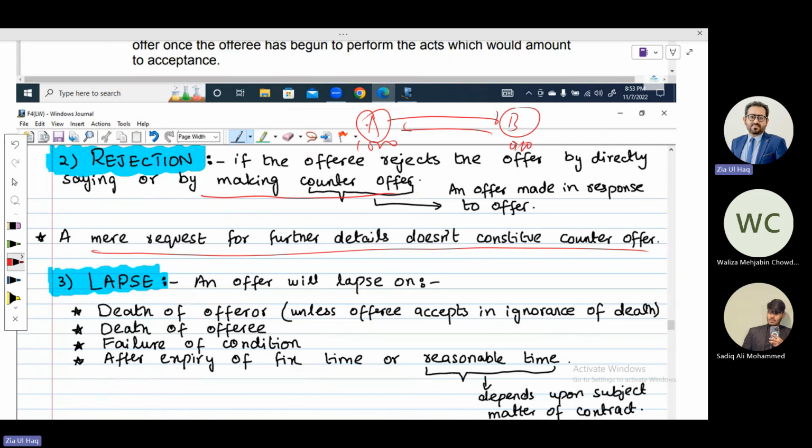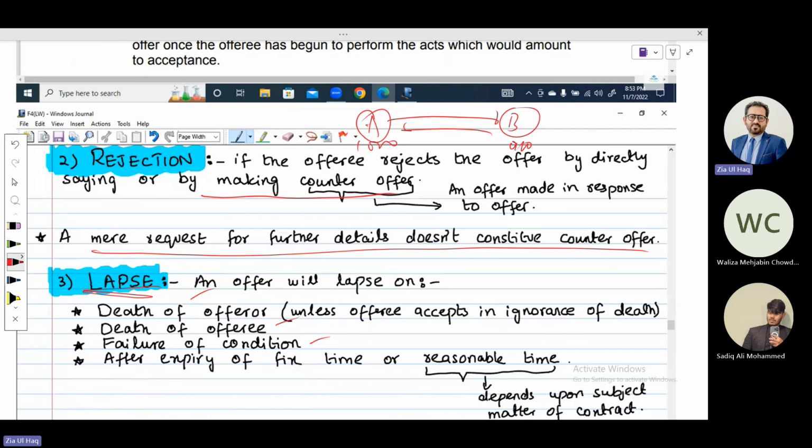An offer will be terminated due to lapse of an offer. When will an offer lapse? On the death of the offerer, the offer will lapse, meaning terminated. Failure of condition: if A offers, I want to sell this mobile on certain conditions, and B didn't accept those conditions, this means the offer has lapsed.